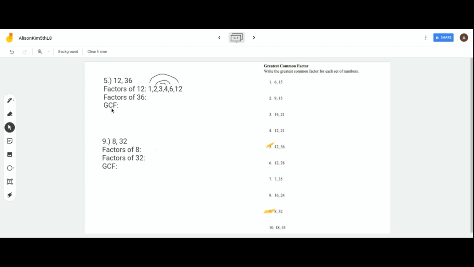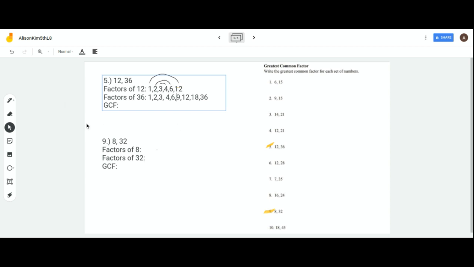Now let's move on to the factors of 36. Once again, let's have our 1 and 36 ready. Let's try 2, yep, because 2 times 18 equals 36. Let's try 3. Yep, because 3 times 12 equals 36. How about 4? Yep, because 4 times 9 equals 36. Let's try 5. Nope. How about 6? Yep, because 6 times 6 equals 36.